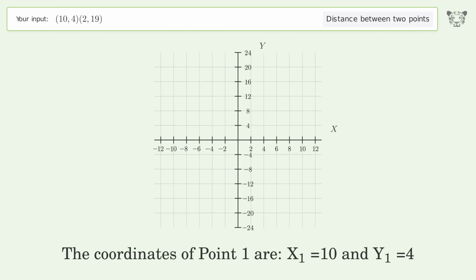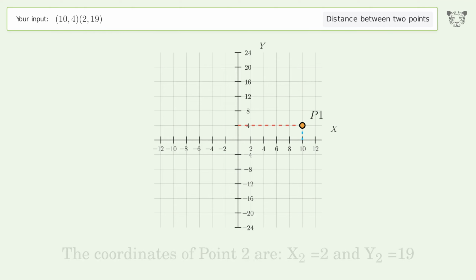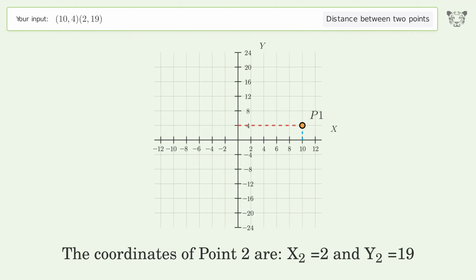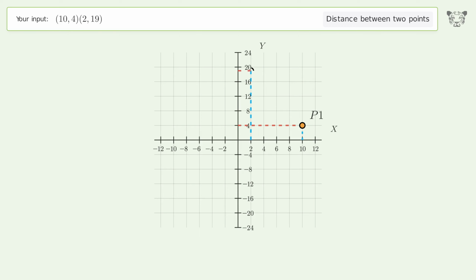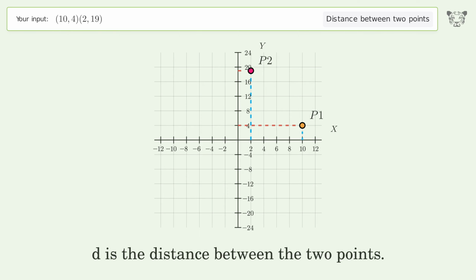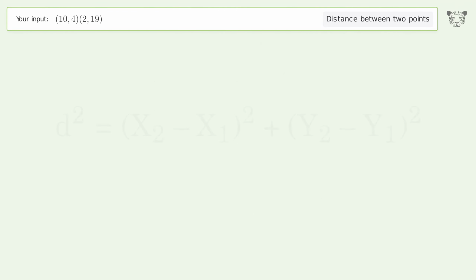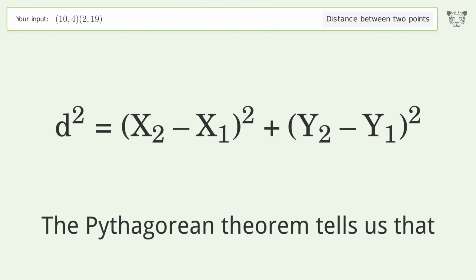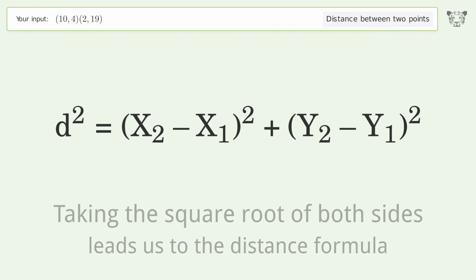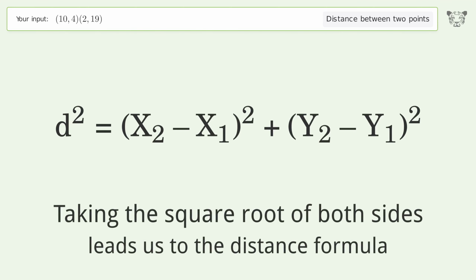The coordinates of point 1 are x1 equals 10 and y1 equals 4. The coordinates of point 2 are x2 equals 2 and y2 equals 19. D is the distance between the 2 points. The Pythagorean theorem tells us that taking the square root of both sides leads us to the distance formula.